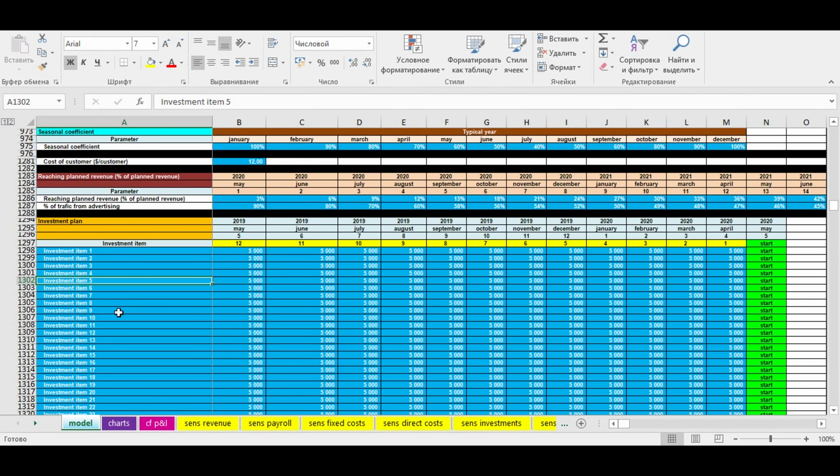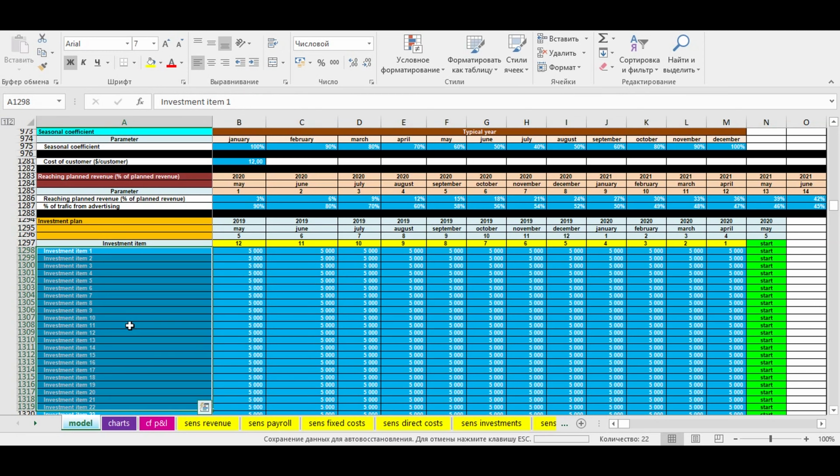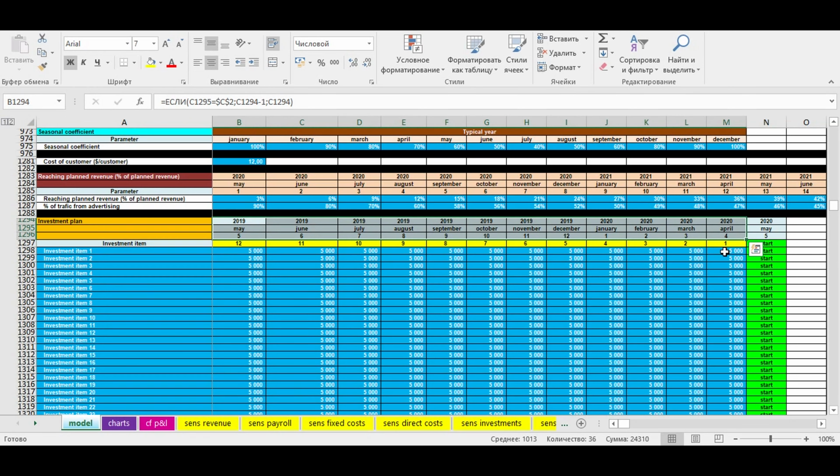The next block of inputs deals with investment needed before we start operational activity stage. Green column will show us the moment when we start operating activity. Moving to the past from the moment of starting the operating activity, we describe our investment stage. Here we can specify what item we invest in, when we invest, and how much we invest in each item.